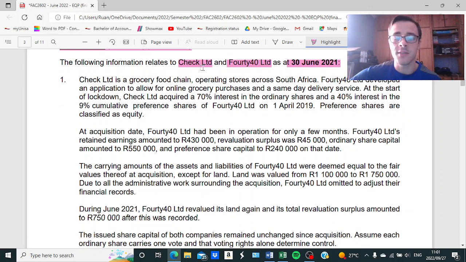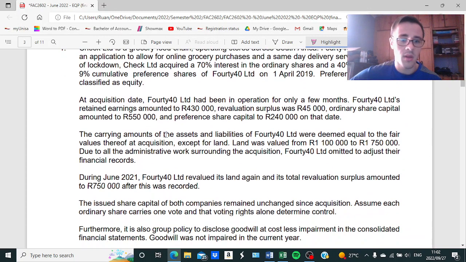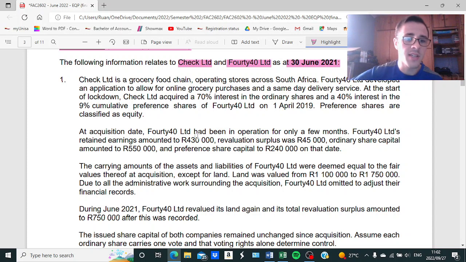So we have already identified Czech Limited as our parent, so therefore 4040 Limited will be our subsidiary. Czech Limited is a grocery food chain operating stores across South Africa. 4040 Limited developed an application to allow for online grocery purchases and a same-day delivery service.